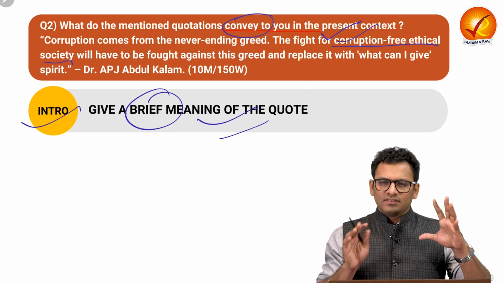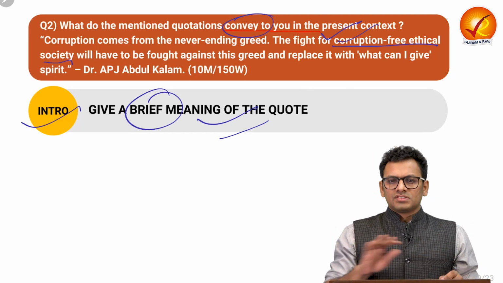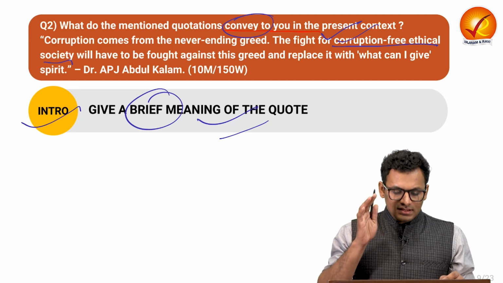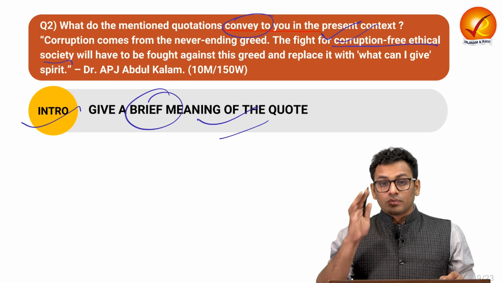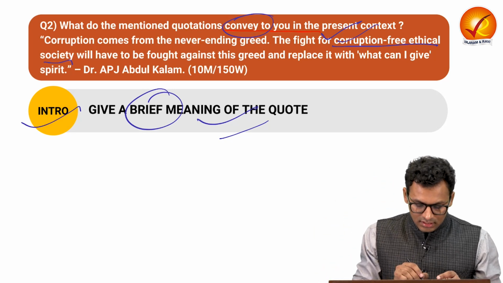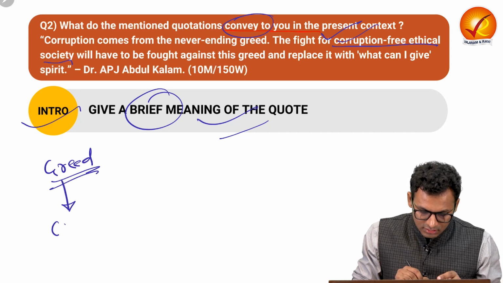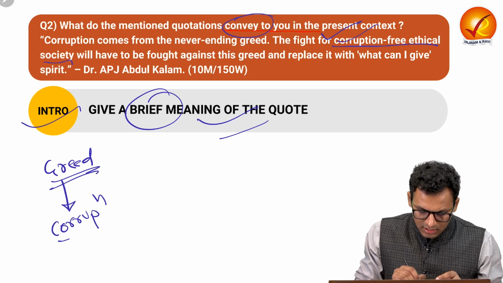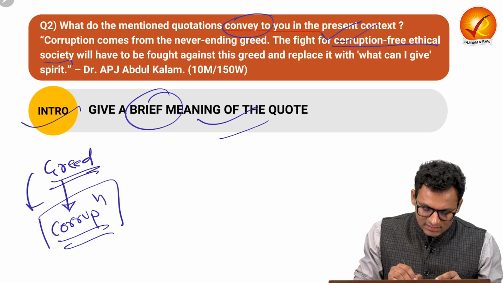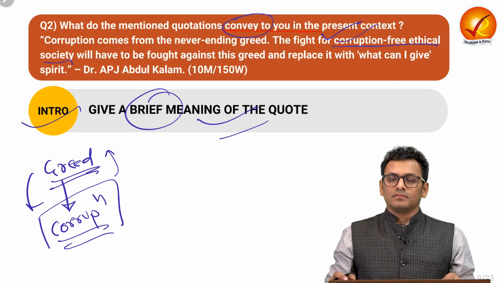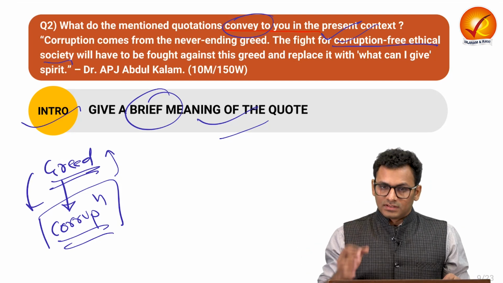The quote specifically is very much transparent in its definition, as in it is saying that corruption is a product of never-ending greed. As in greed produces corruption. And we do understand that this is again a vicious cycle, as in greed will lead to corruption and corruption will further lead to the augmentation of the greed.